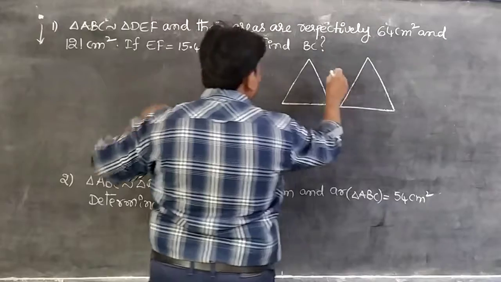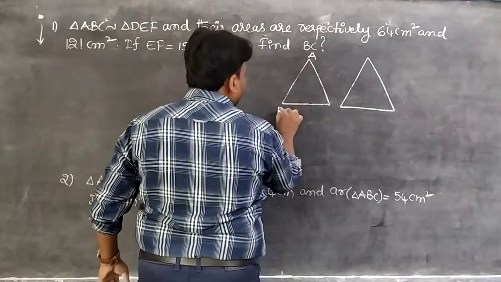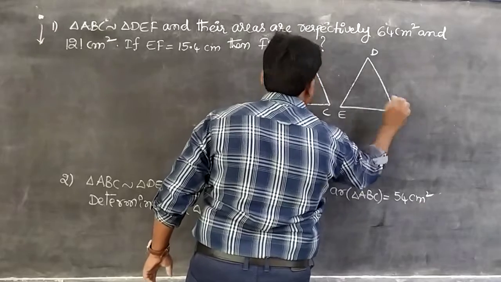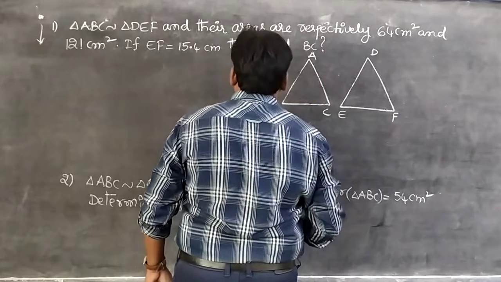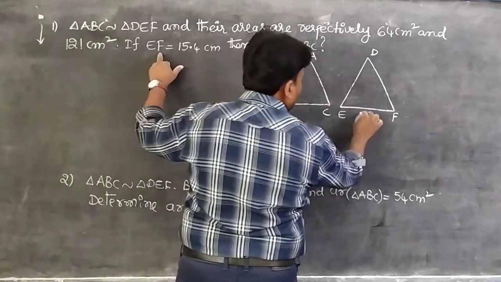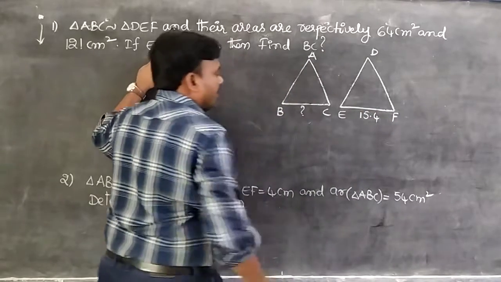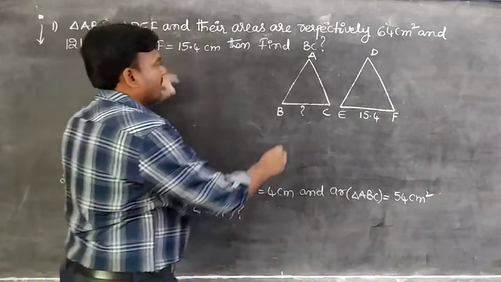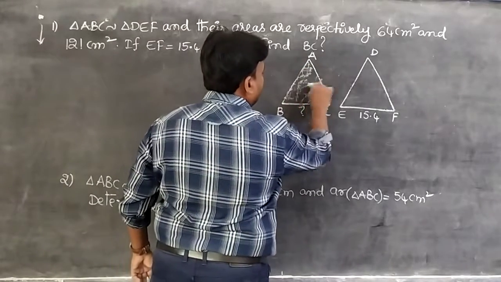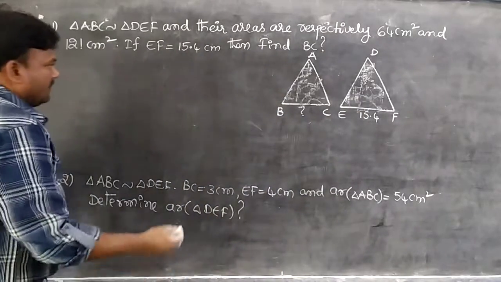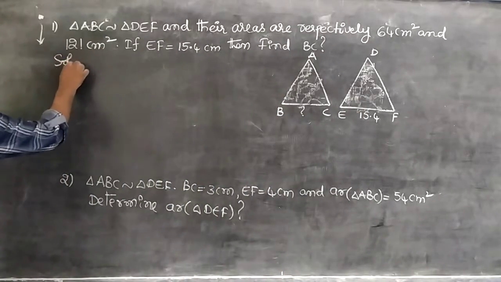Here, what is given? Triangle ABC and also triangle DEF. Next, EF equals 15.4. Find the corresponding side BC. And also the area values are given, the area of triangle ABC and the area of triangle DEF. So by using the theorem, the solution is as follows.